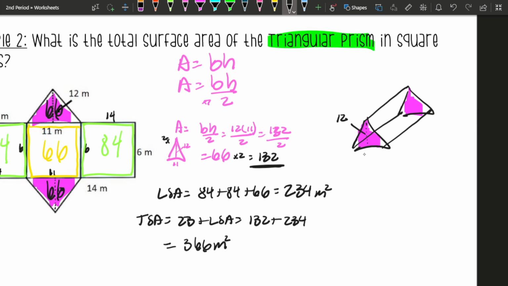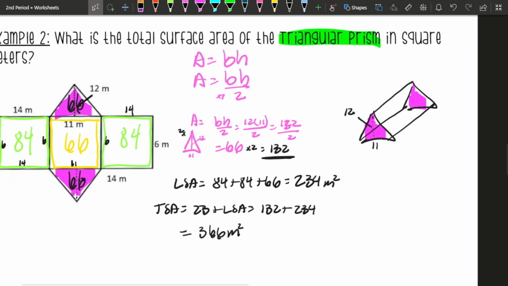Bottom of the triangle. Come on, guys. Oh, 12. No, the bottom. 11. Very good. Now let's look at the yellow one. Where is the yellow one going to be? In the middle. Bottom or the sides? Bottom.